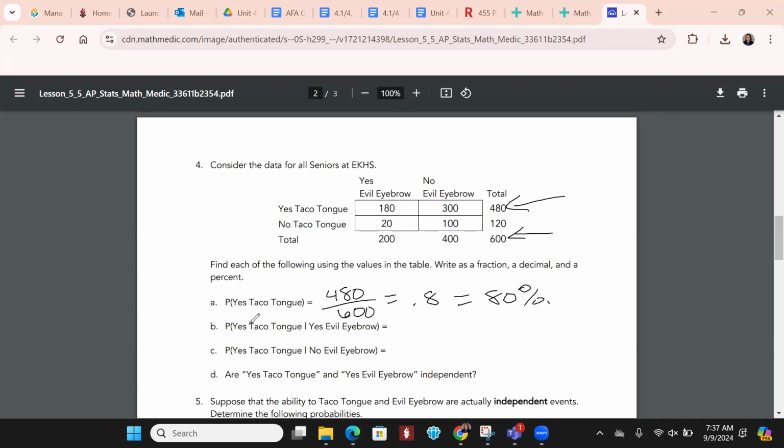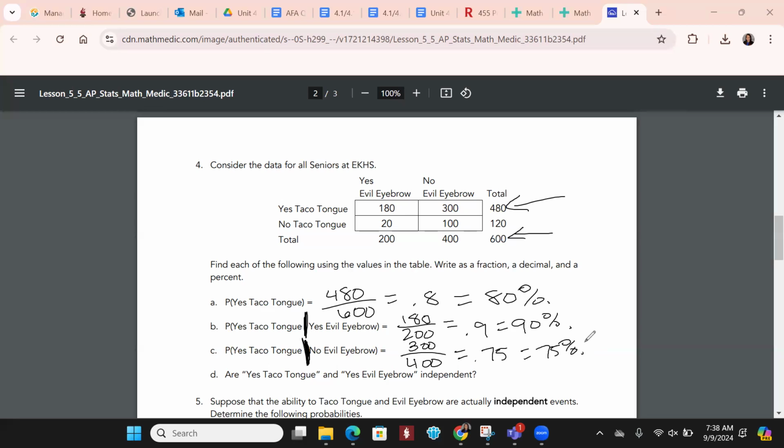Okay. What about yes, taco tongue, given yes, evil eyebrow? So when we say given, we're going to look at the bottom being the total of evil eyebrow. So out of the total evil eyebrow, how many are taco tongue? 180 out of 200. And that's going to give us 0.9 or 90%. On the next one, given no evil eyebrow. So out of the no evil eyebrow, that's out of 400. How many can taco tongue? 300. So 300 divided by 400, that's going to give us 0.75. That's 75%.